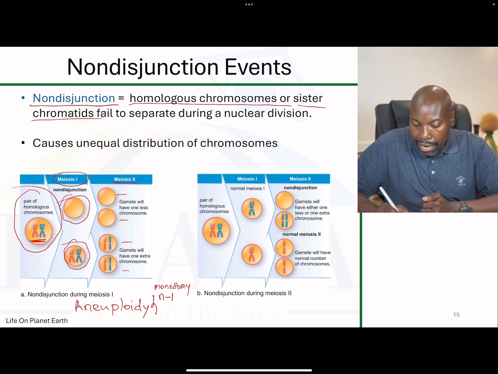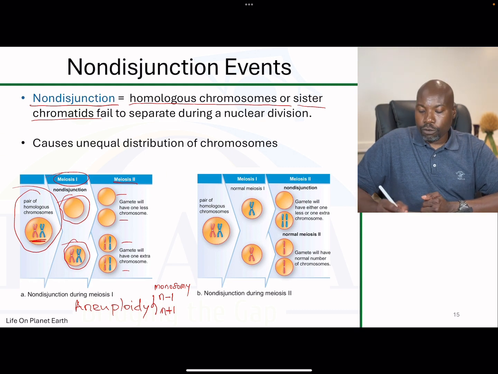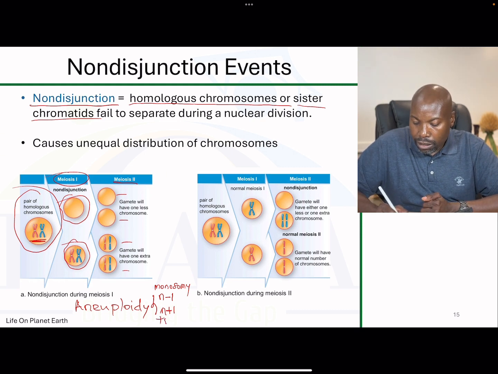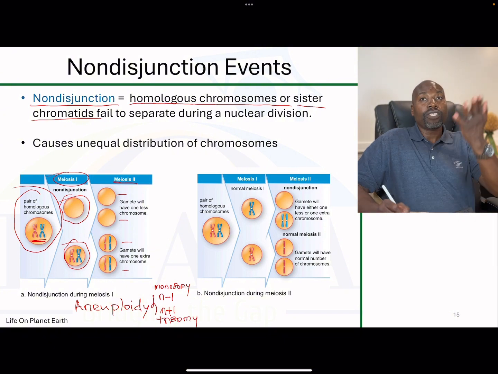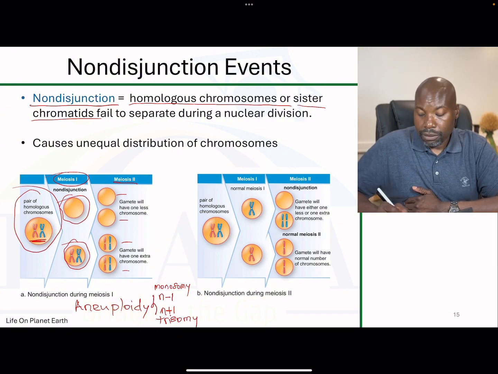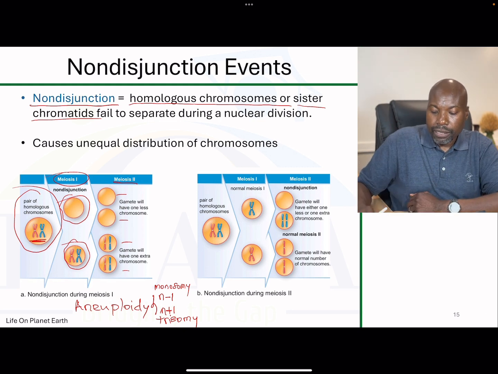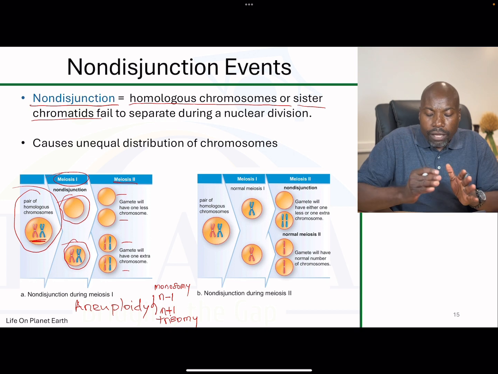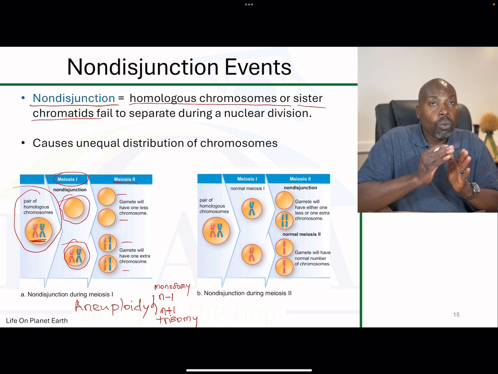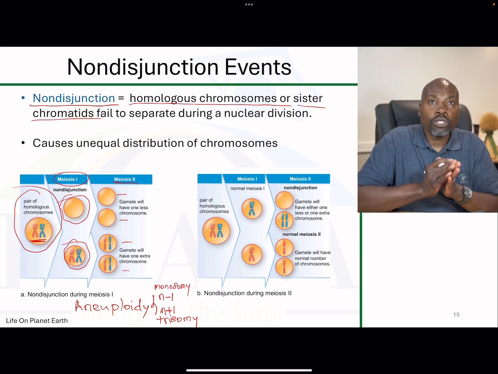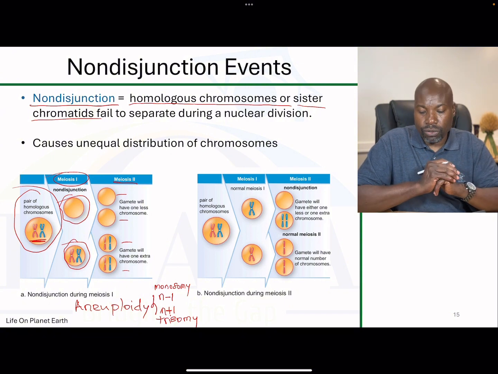And you can have n+1. This is a case of trisomy. You've heard, for instance, of Down syndrome. So now we have an extra chromosome. All the cells are abnormal when non-disjunction occurs during meiosis 1. That's very bad news.